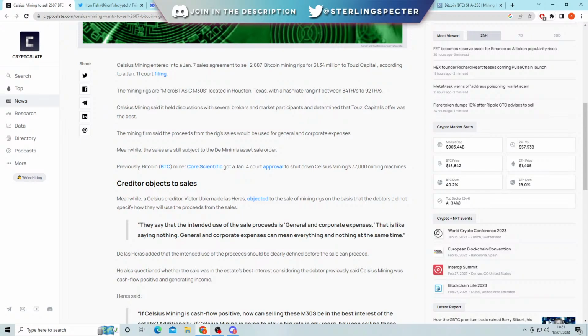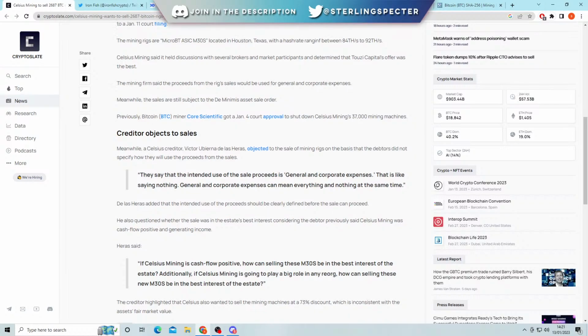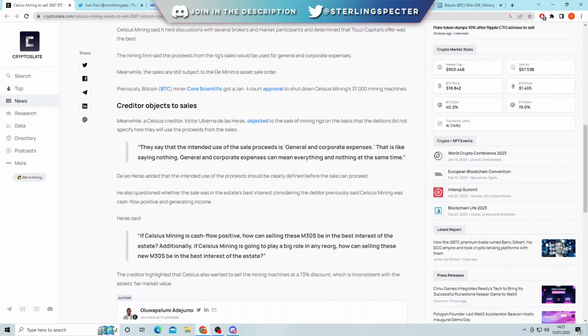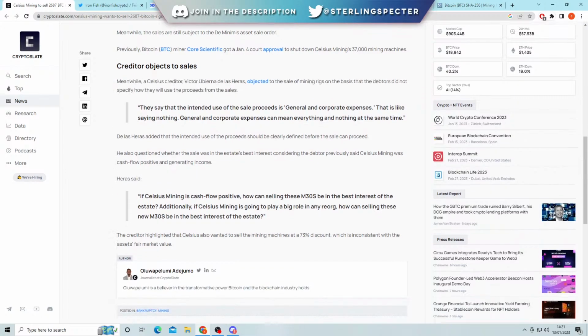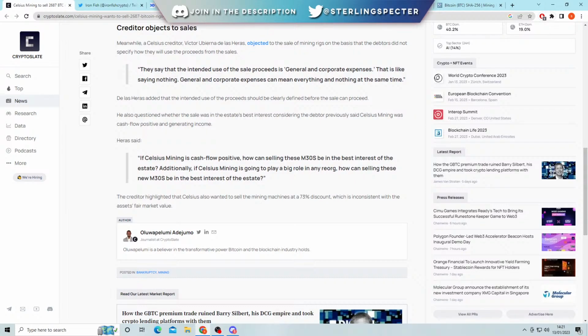So is Celsius Mining part of Core Scientific? I don't actually know. Meanwhile, a Celsius creditor has objected to the sale of the mining rigs on the basis that the debtors did not specify how they will use the proceeds from the sales. Okay. So they don't actually know if they're selling it just to give back or pay the loans, or actually selling it just to take some profit off the top.